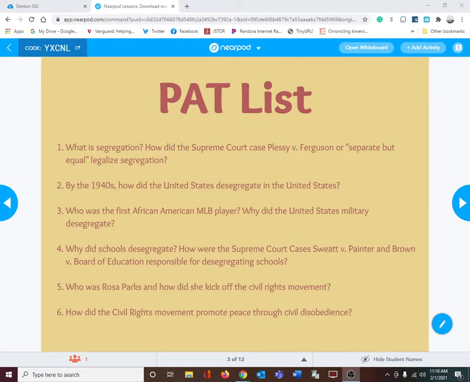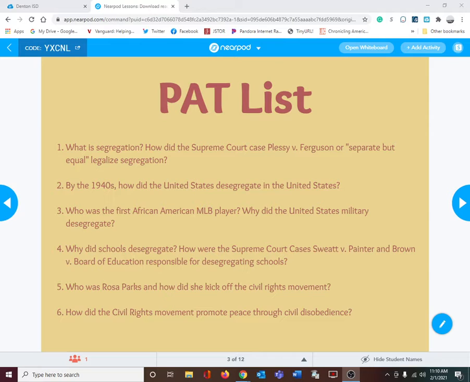So, what is segregation, and how did the Supreme Court case, Plessy versus Ferguson, create this doctrine of separate but equal? Because this is something that happened during the 1890s, and it essentially legalized Jim Crow laws as something that was okay within the United States. These facilities were never equal, but they were always separate.